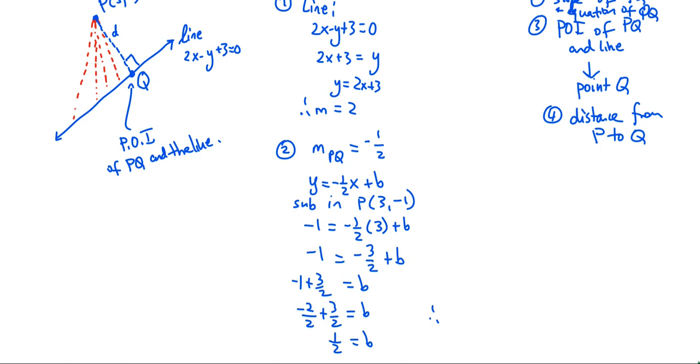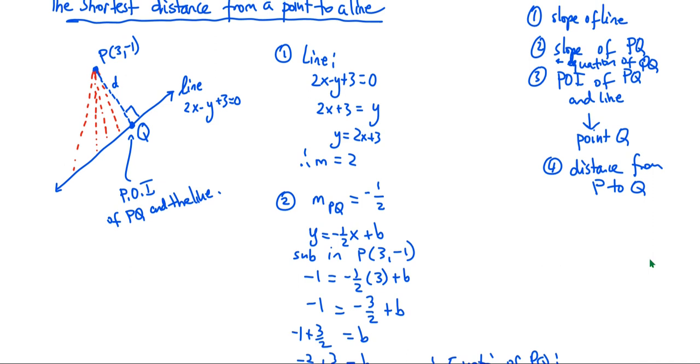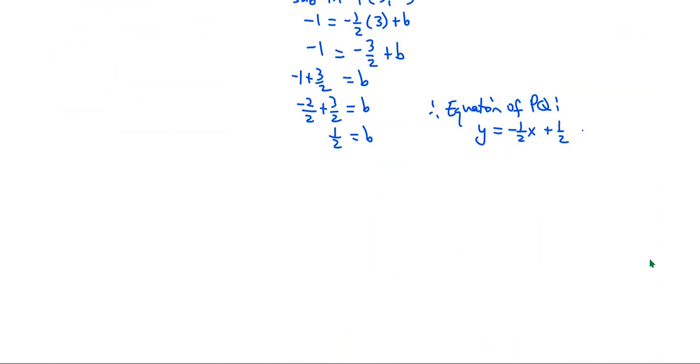So the equation of PQ is going to be y equals negative 1/2 x plus 1/2. Okay, so now we've done step 2. We found the equation of PQ. Step 3 is going to be finding this point Q, the point of intersection.